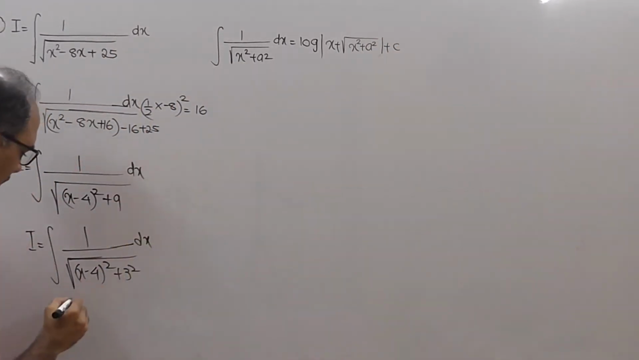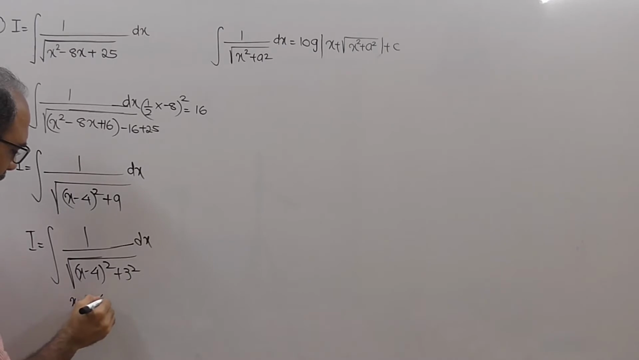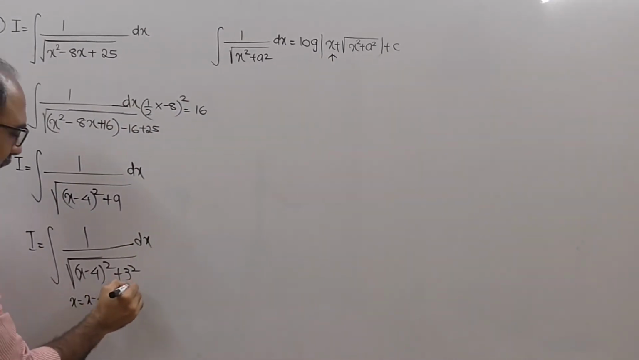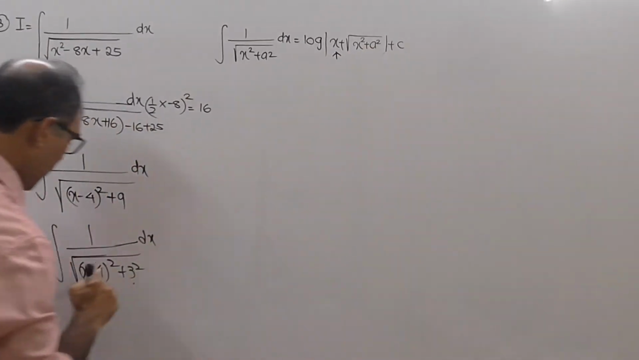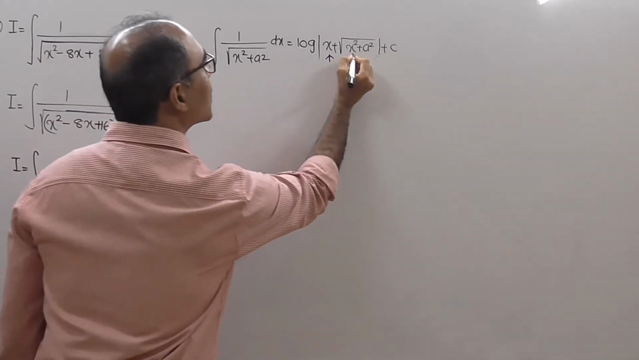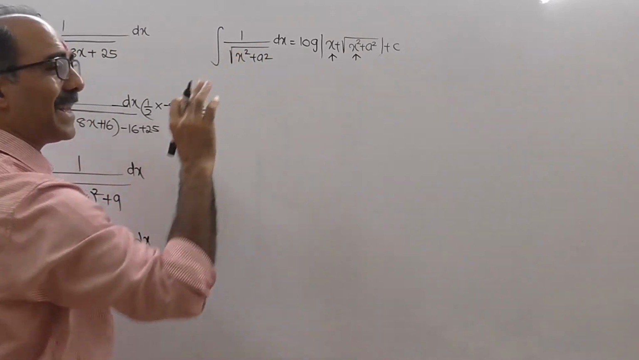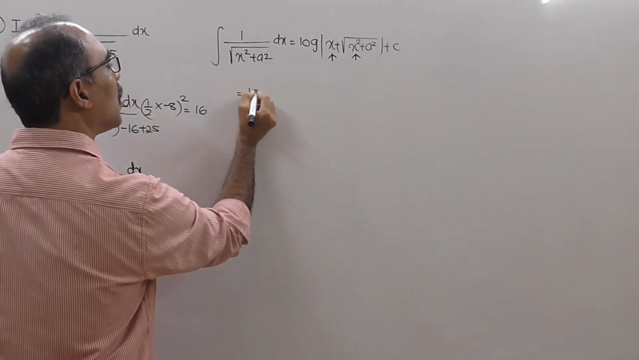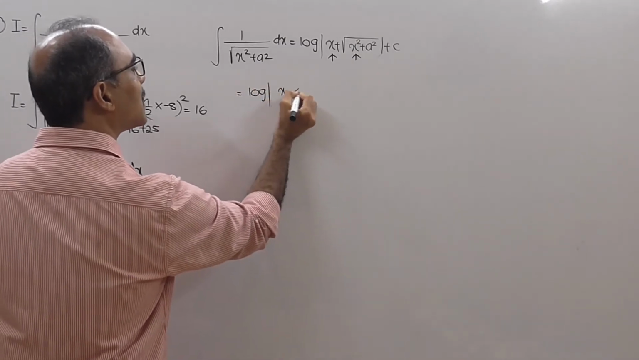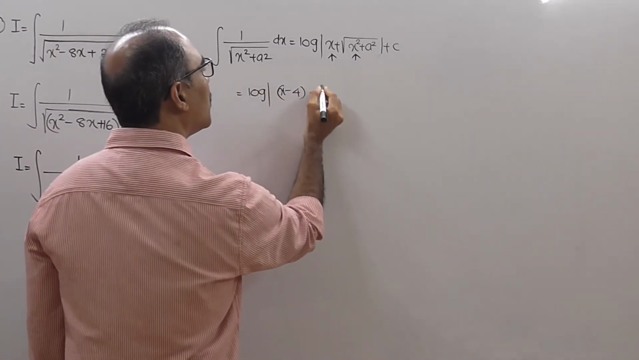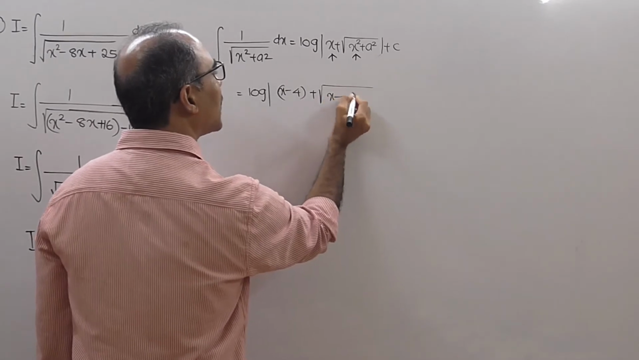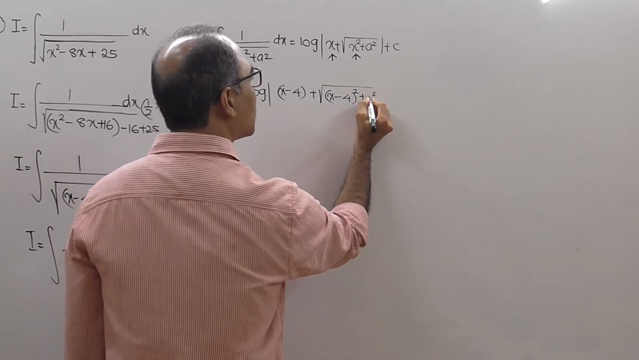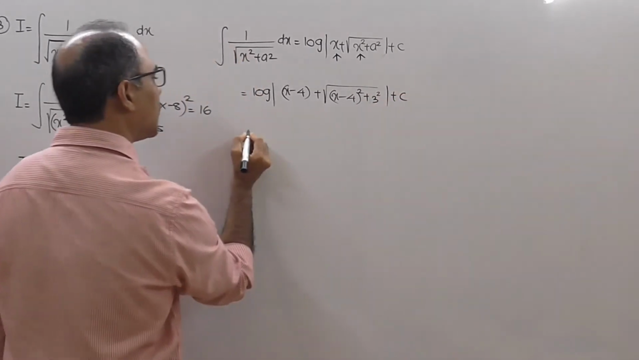So my x, that is x minus 4. So here x minus 4 will come and in place of a, 3 will come, and in place of x, x minus 4 will come. So wherever you see x, don't write x, write x minus 4. So I think this is equal to log modulus x minus 4 plus root of (x minus 4) the whole square, I'm sorry, I think that is 3 square, and plus c.